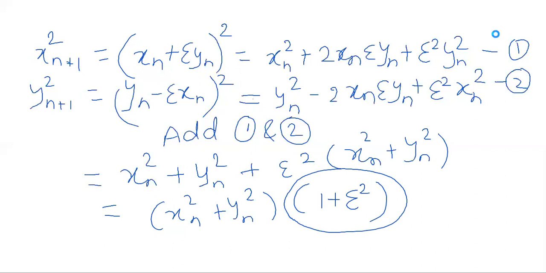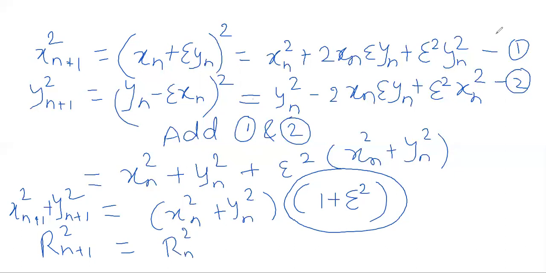So this is Rn plus 1 square, xn, okay, sorry, xn plus 1 square plus yn plus 1 square. This is, can I say, x square plus y square is equal to r square. So this is Rn plus 1 square is equal to Rn square, okay, and here it is 1 plus epsilon square. But what we want basically is our Rn plus 1 square should be equal to Rn square only, right?